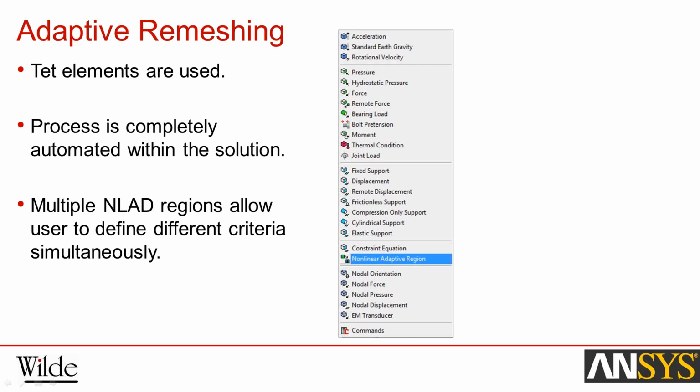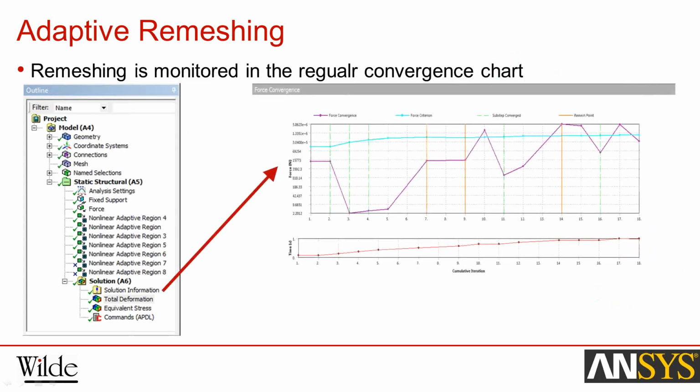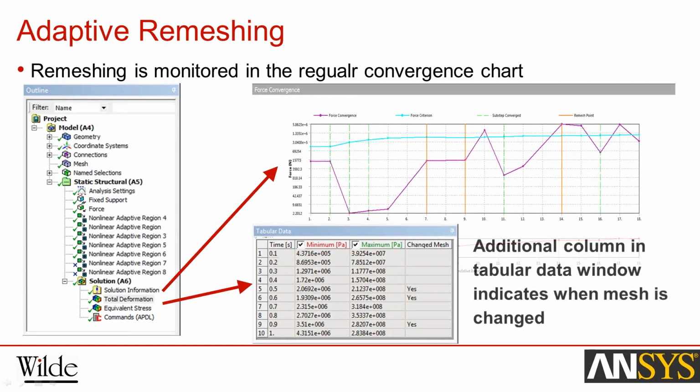Thankfully, this has now changed and the remeshing process is completely automated. The user simply needs to define a number of regions where they would like the remeshing to occur, and then the solution will take care of the rest of it for us. During the solution, the remeshing is highlighted in the convergence chart by the orange lines that we can see there. And there is also an additional column in the tabular data window to show when the mesh has been changed.